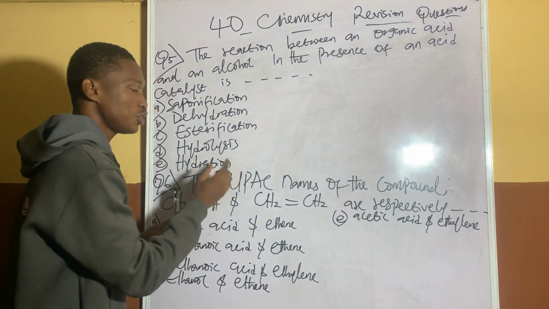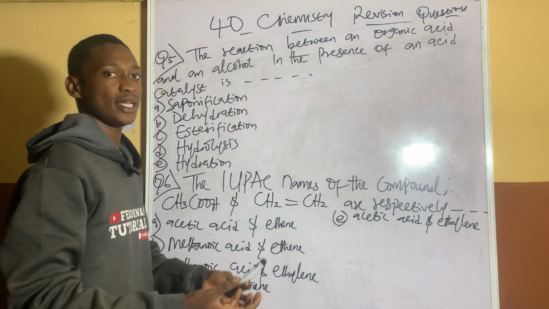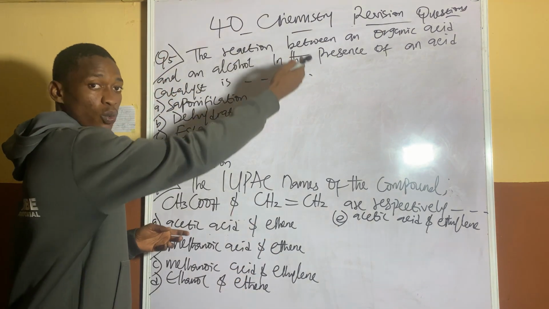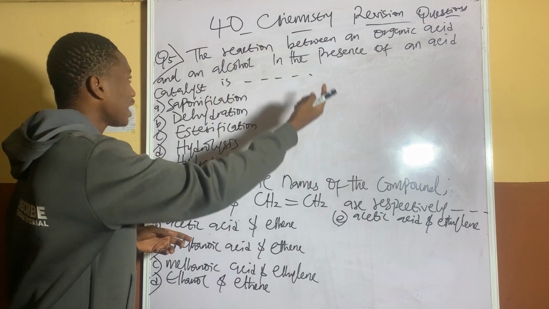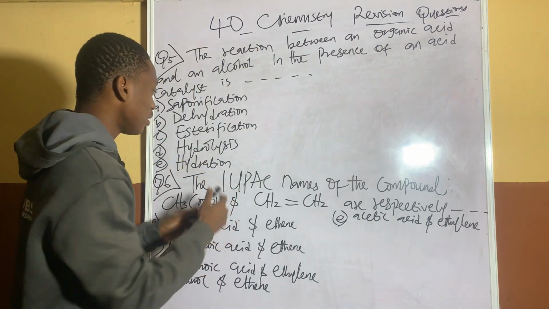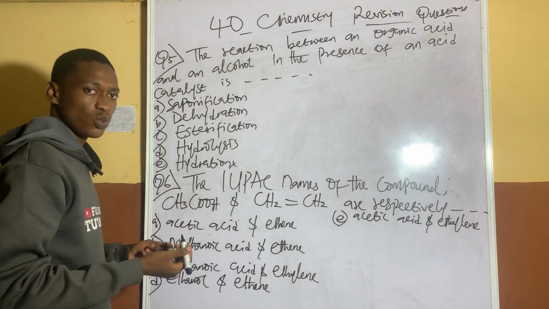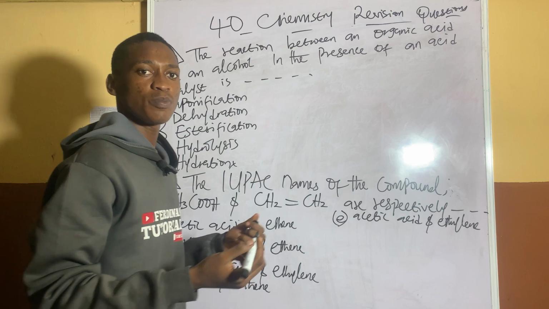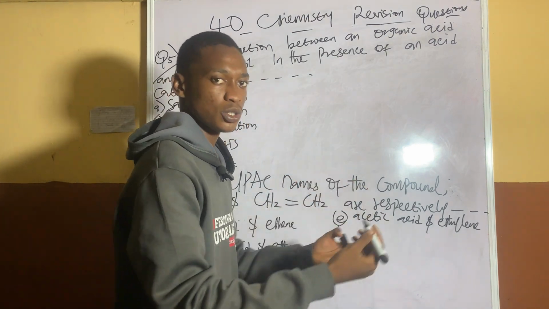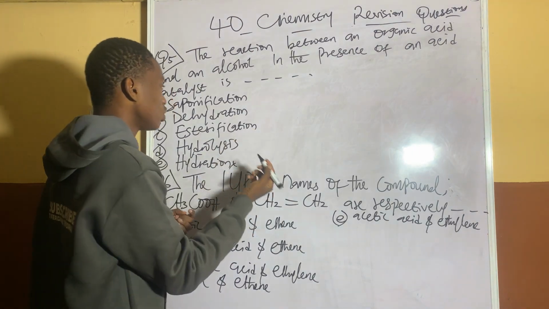If you're talking about hydration, hydration is addition of water into a molecule. Hydration simply means addition of water to a substance, which is not what they are telling us here. They are telling us an organic acid and an alcohol. So hydration is out. Now, what is hydrolysis? Hydrolysis is splitting of a substance by addition of water. So we use water to split a substance. Hydro is water, lysis is splitting, which is not the correct answer.